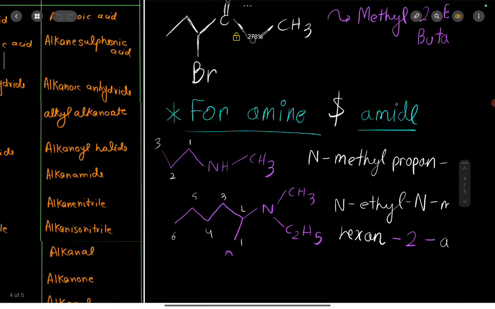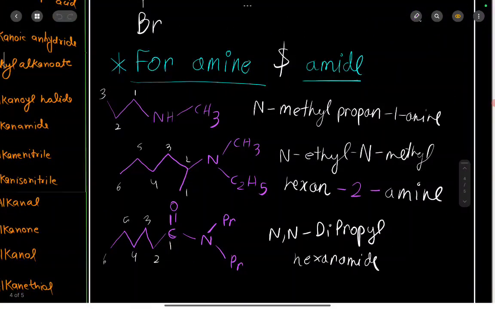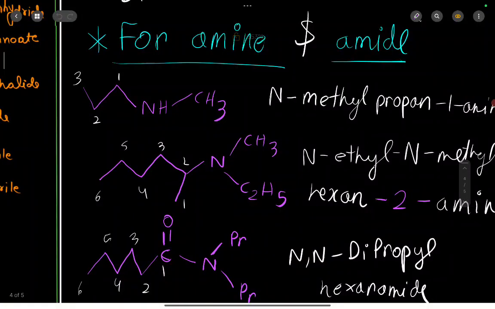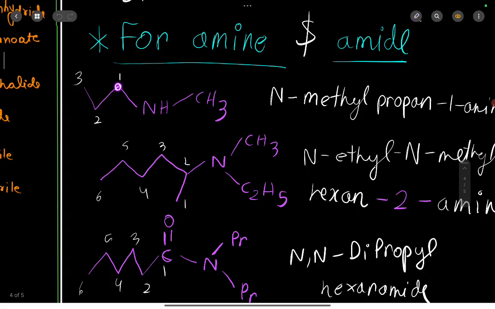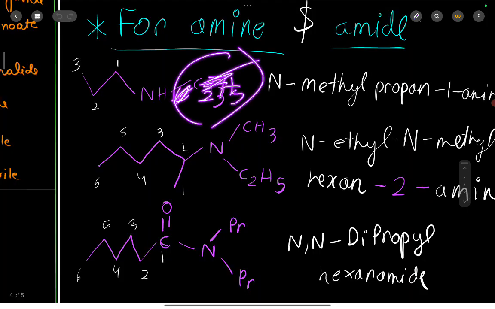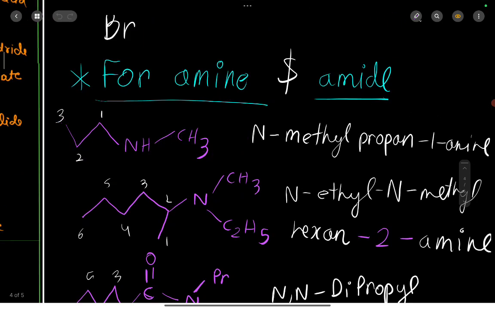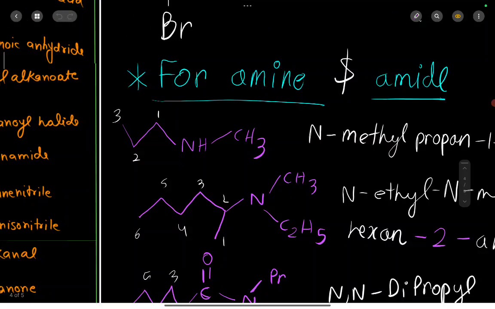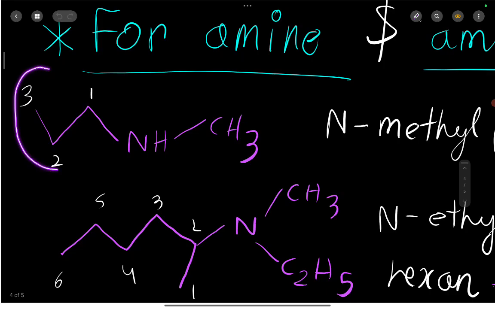For amine and amide we follow special rules. Your main chain will be the longer one. Main chain selection has to be done as you always do. If this was C2H5 and there was a double bond here, you would select this as the main chain, but this has more carbon atoms, so you select that, and there's only methyl here. So this part is propanamine because there are 3 carbon atoms and 1 amine attached to the first position.